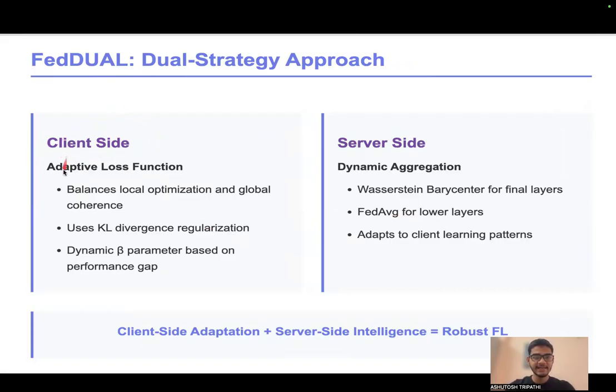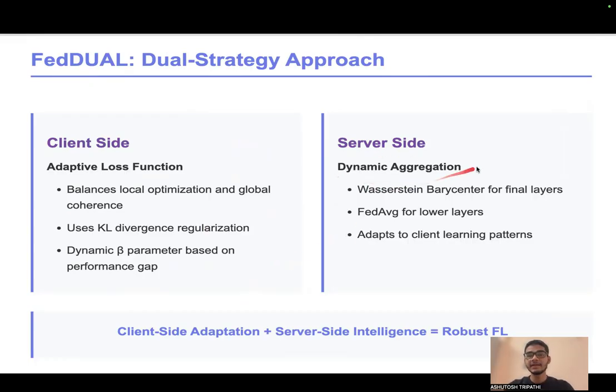So first, on the client side, we have proposed one adaptive loss function that helps to balance local optimization and global coherence. For this, we have used KL divergence regularization, and we have proposed one dynamic beta parameter based on the performance gap. We will see its mathematical parts in some time.